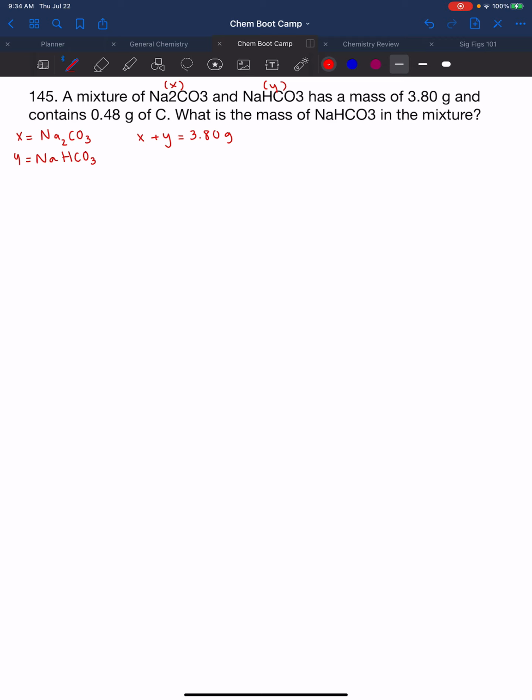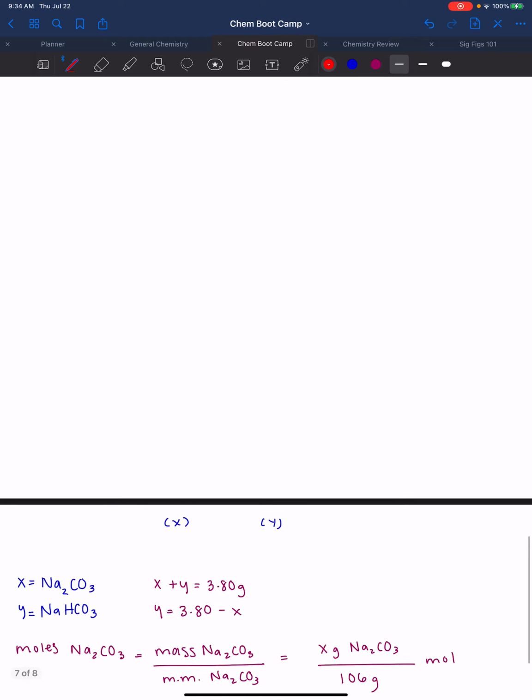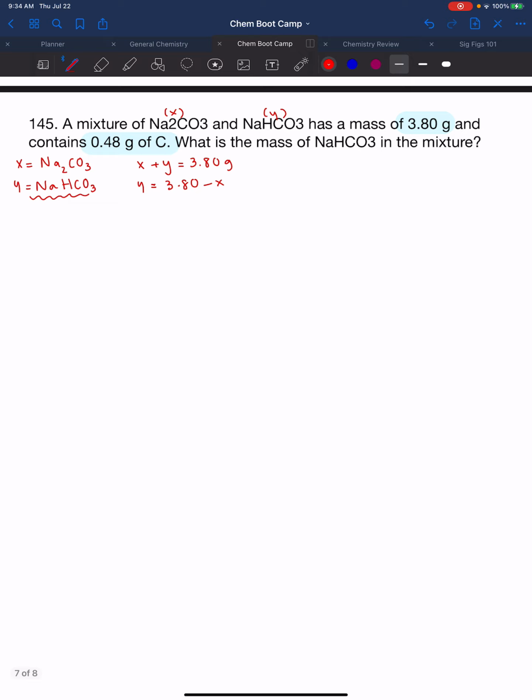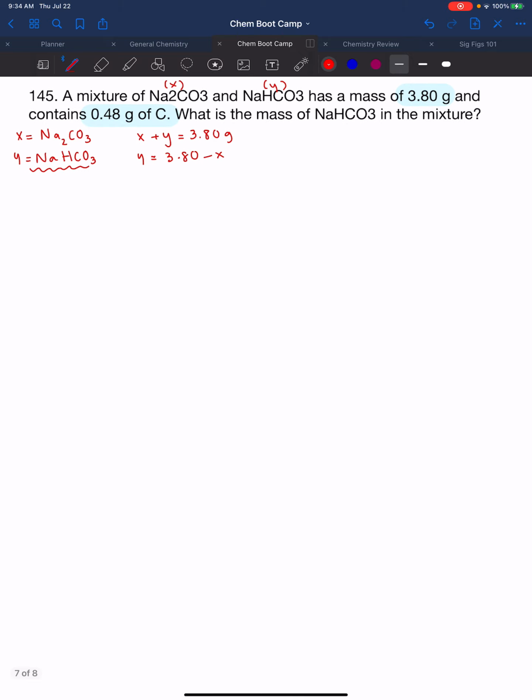And we know that we have 0.48 grams of carbon. And we also know that sodium hydrocarbonate is equal to, just by simple math, 3.80 minus X. The next step we're going to do is find the moles of each. And because we don't have the actual values for X and Y yet, we're just going to leave those in and we'll substitute them out or solve for X later.